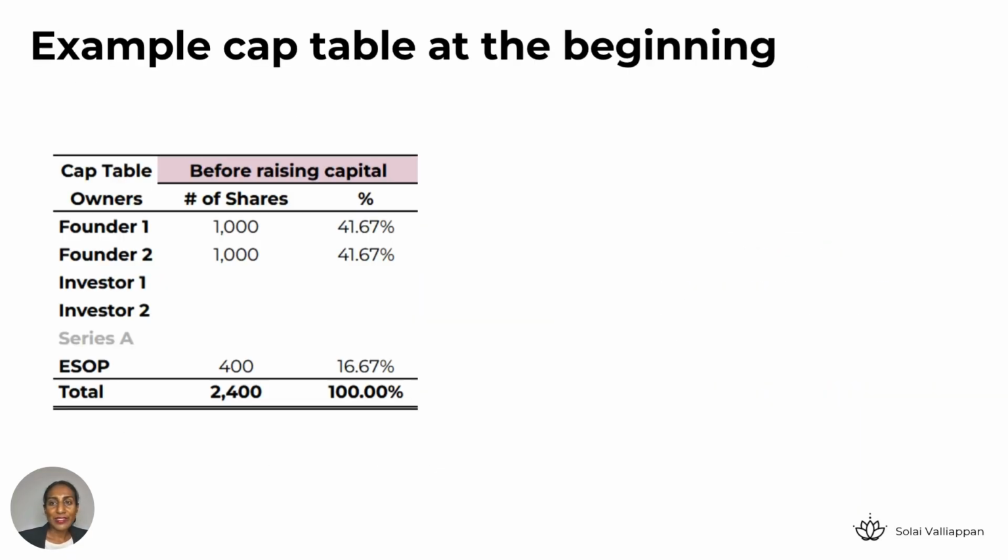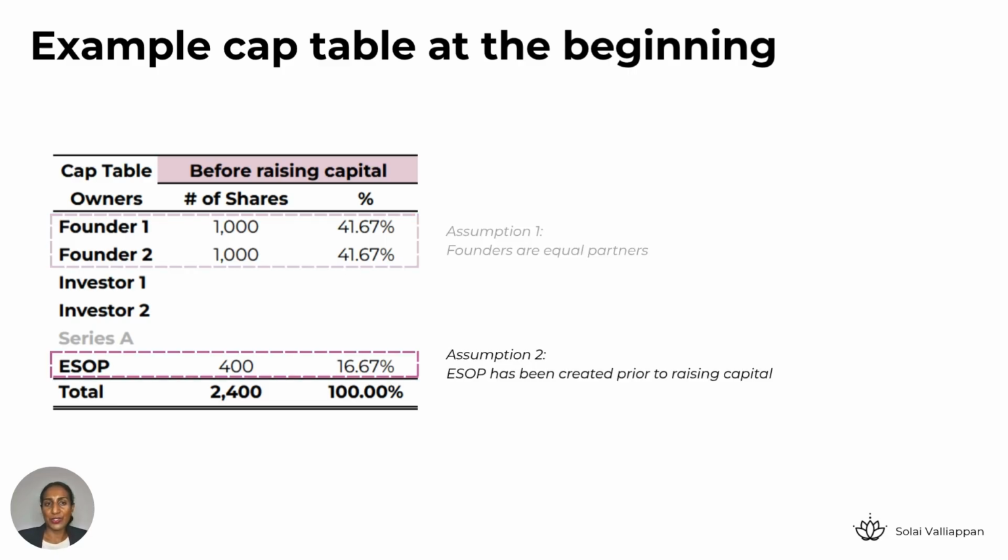Let's look at a cap table from the very beginning before we get started on looking at preemptive rights. In this example, I've got two founders where we are assuming that they are equal partners. Of course, with an equal partnership, you start the business 50-50, but they're at 41.67% each because we have assumed in this example that the employee share option pool has been created prior to raising capital.